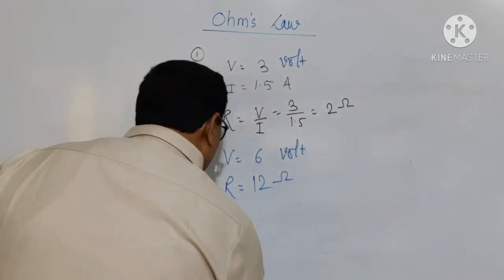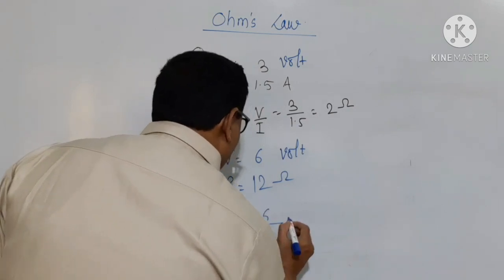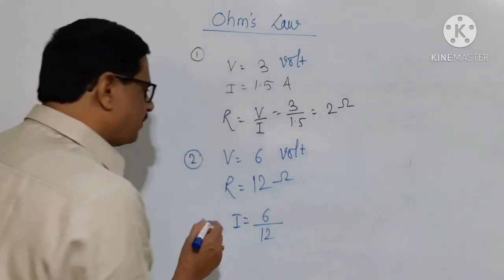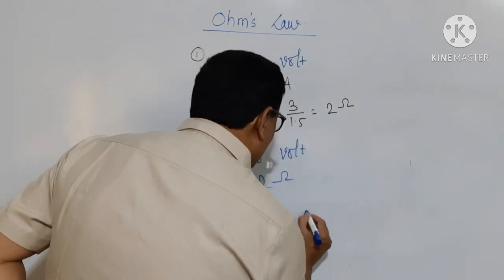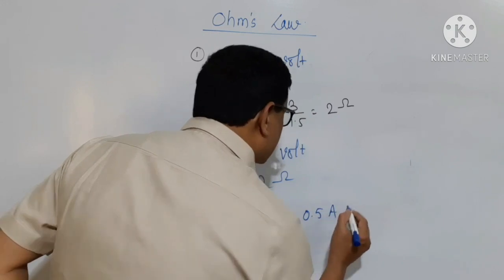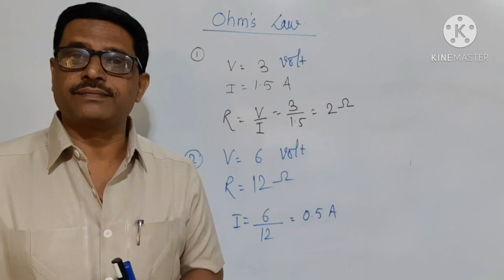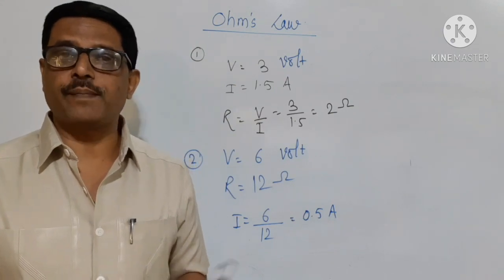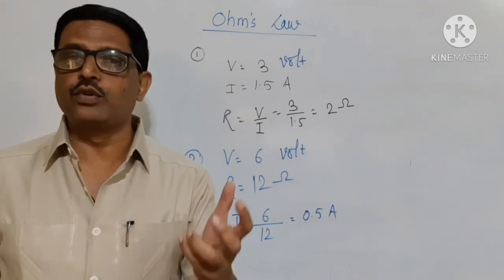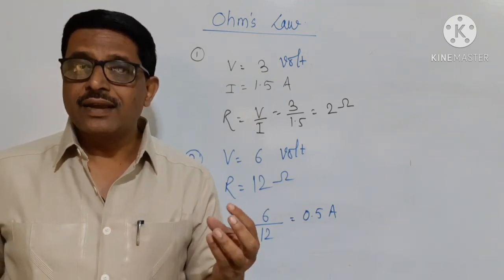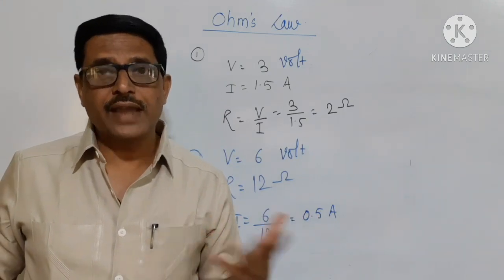We are able to calculate the current through the conductor, and it is I is equal to V divided by R. V is 6 and R is 12. It is equal to 0.5 ampere. These are the two basic numericals which are based on Ohm's law, with the help of which we are able to see what is the physical significance of Ohm's law. Thank you very much.